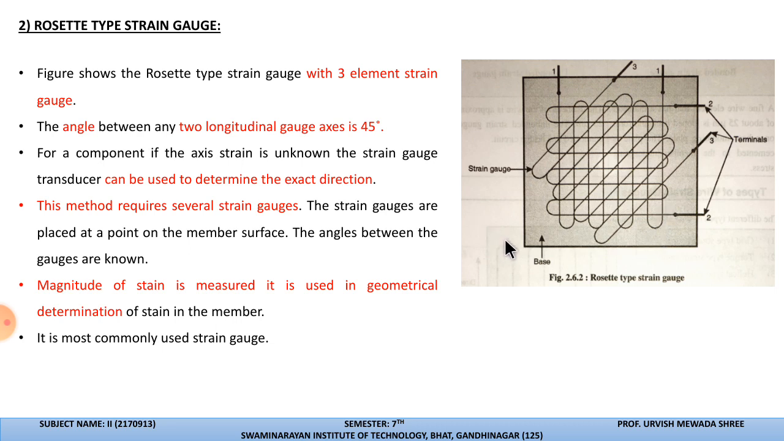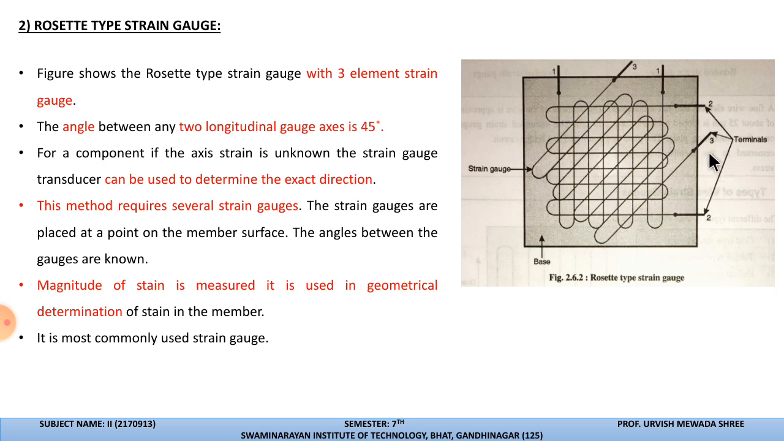So this is the placement of the wires in the rosette type strain gauge. Basically it has three elements. Suppose we consider this direction as longitudinal, and this other direction is again longitudinal for this element. So of the two longitudinal gauges, the axis angle is 45 degrees, as I explained, and it produces a 45-degree angle between each two elements which are placed axially.